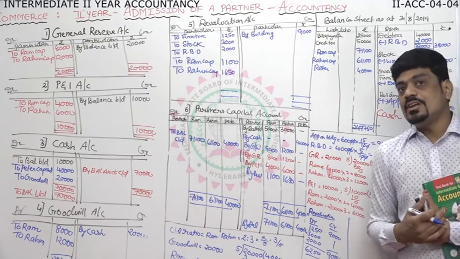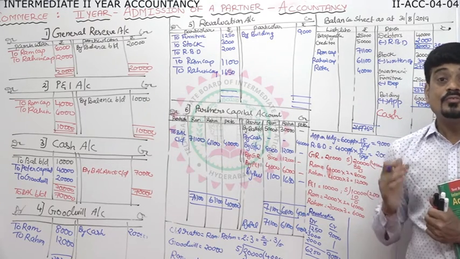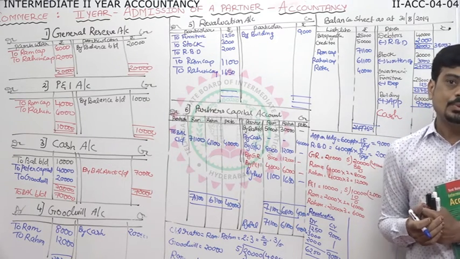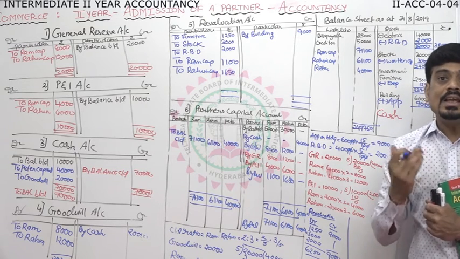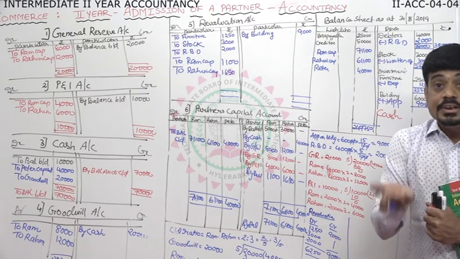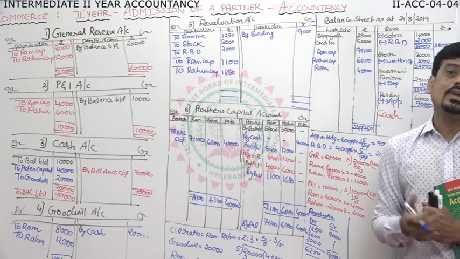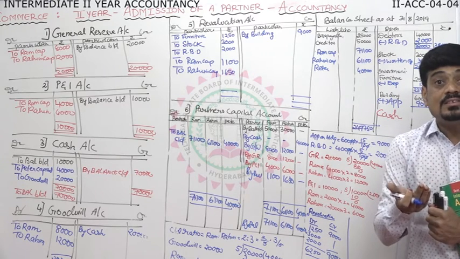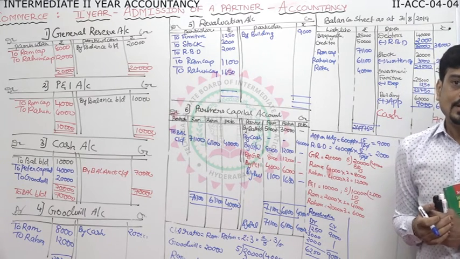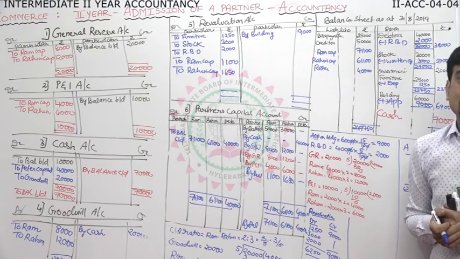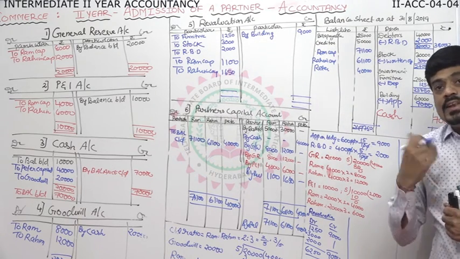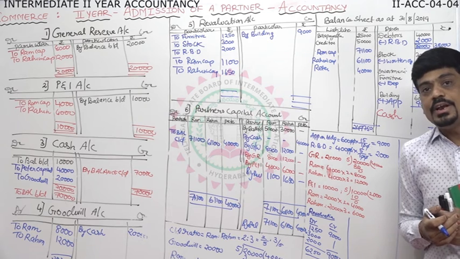In the next session, I am going to teach you where goodwill is valued. Similarly, one more problem we'll do where goodwill is written off, and one more case we'll see where goodwill is withdrawn by old partners. In the same pattern, I'm going to show you a few more problems from the textbook. So for the next session, please keep your textbook ready, dear students.